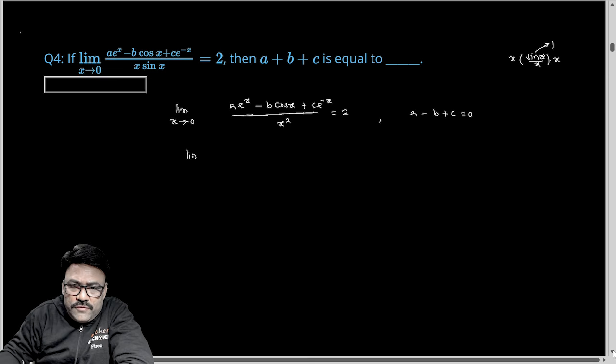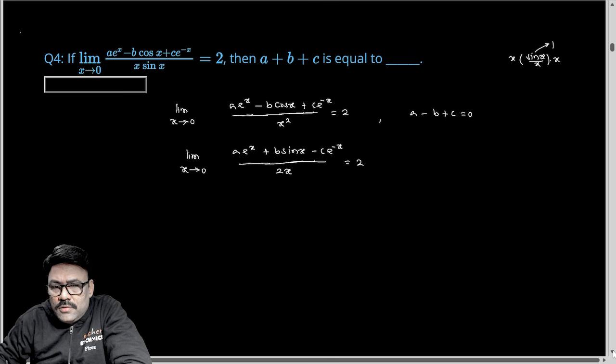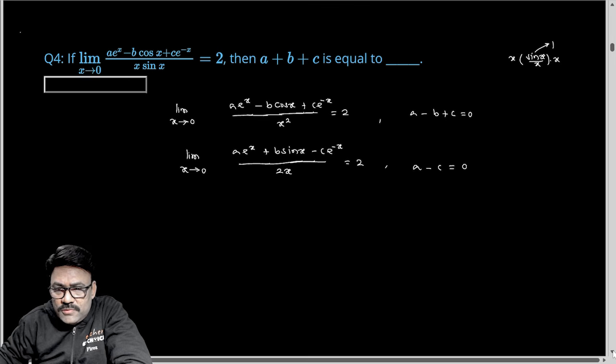Now it is 0 by 0 form. So let's use L'Hopital rule. If I differentiate, I will get a e raised to x plus b sin x minus c e raised to minus x, whole divided by 2x. It is 2. Just differentiate numerator and denominator. You are using L'Hopital rule. Now still denominator is approaching 0. So if I put x is equal to 0, numerator must be 0. So numerator will be a minus c. So this must be 0.